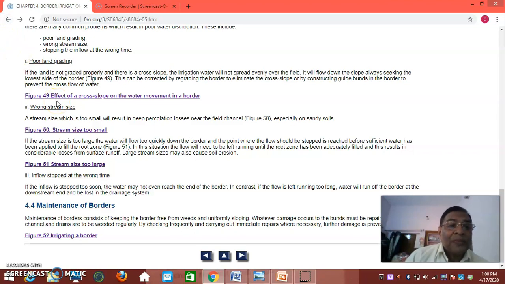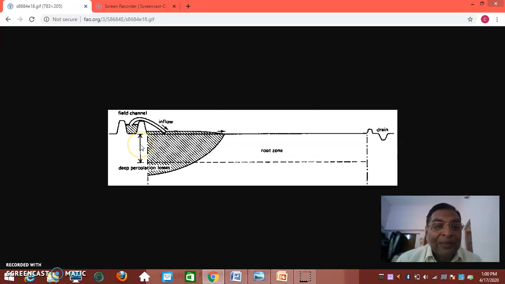Another important point I would like to highlight. Suppose the stream size is too small. What will happen, compared to the required soil infiltration characteristics and its length and so on? If the stream size is too small, you can see the water simply infiltrates here. The water front will not move, and it is wasted in deep percolation. So you must design in such a way that water advances very quickly. To that end, you have to reduce your length, reduce your width, whatever it is, that has to be done. So this is very important.